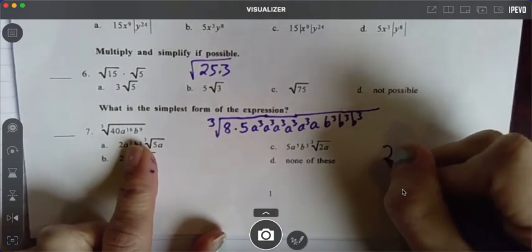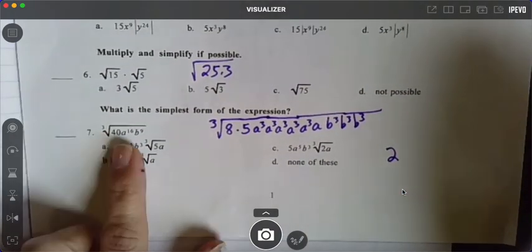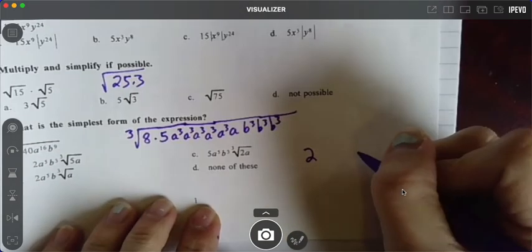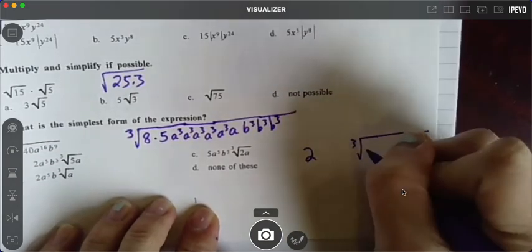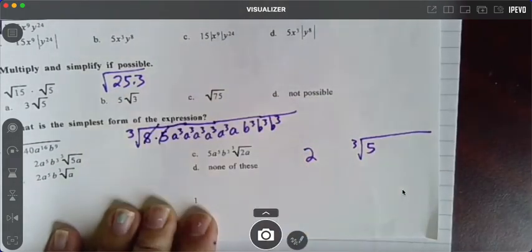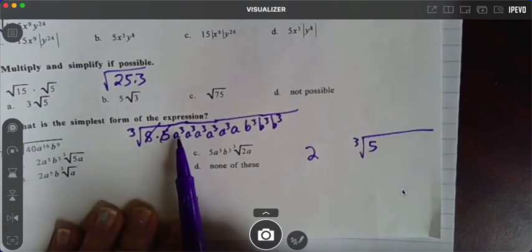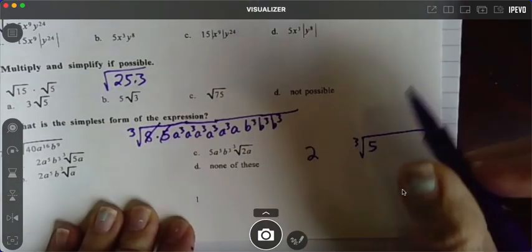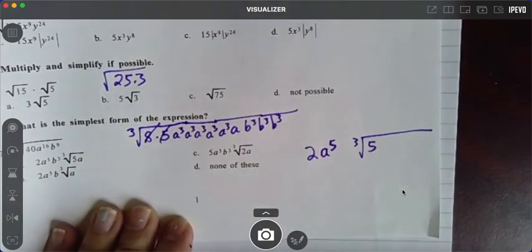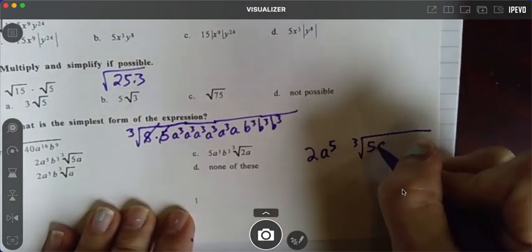That goes on the outside. I know it's one of these. Okay, and then I have my 5 left underneath, right? How many a to the 3rds do I have? 1, 2, 3, 4, 5. And you put your 5 of those, and you put the a. And I put my other a in here.